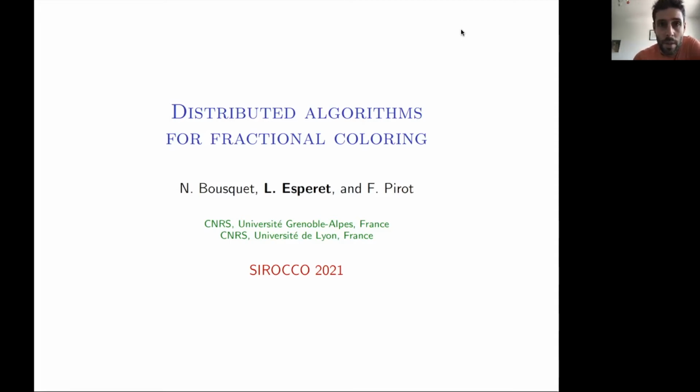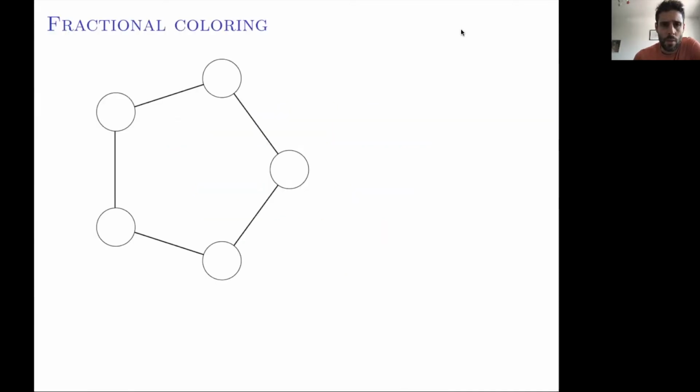I'm going to explain first what fractional coloring is and why it's interesting in the context of distributed algorithms. So say you have some network, 5 nodes here, and each round some nodes are active and perform some action. And what you want to avoid is that 2 nodes that are adjacent are active during the same rounds.